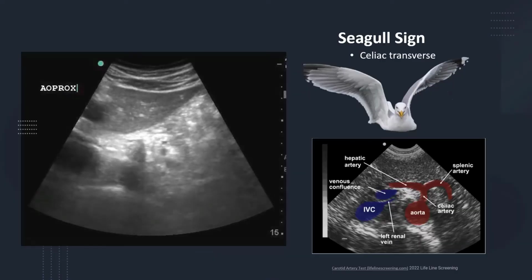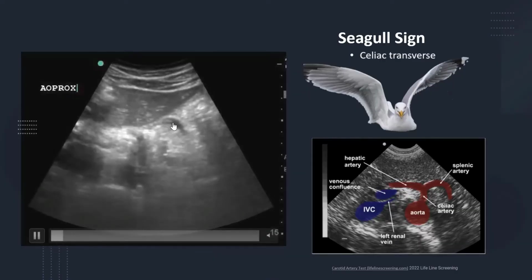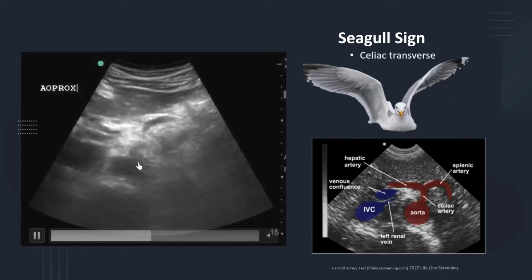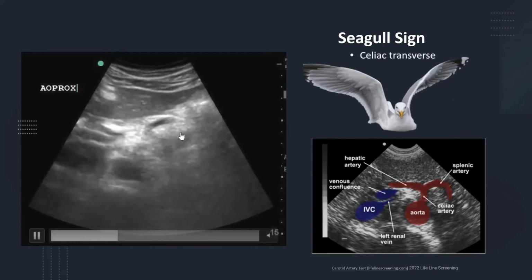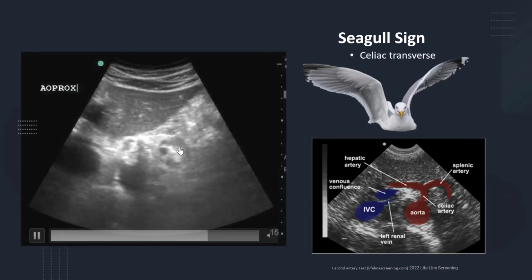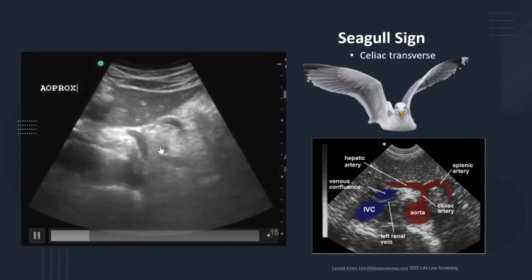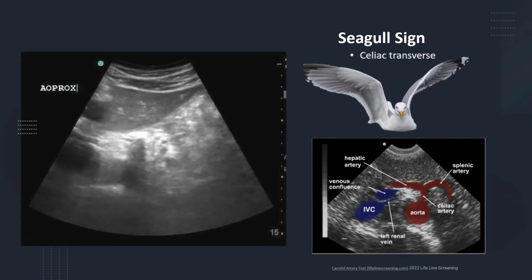So this is also a proximal aorta view. What this represents is the celiac artery taking off from the aorta, and then you'll see the hepatic artery and the splenic artery, which represent the wings of the seagull, and this represents the celiac and transverse. So that's another way that you can accurately measure a proximal view of the aorta.